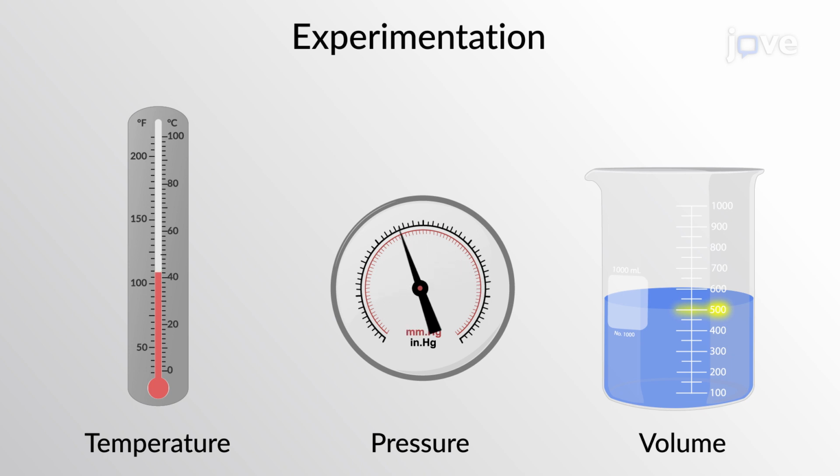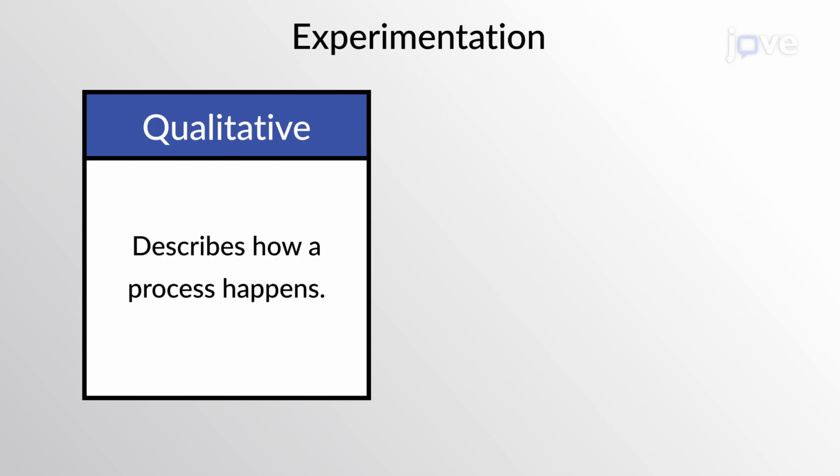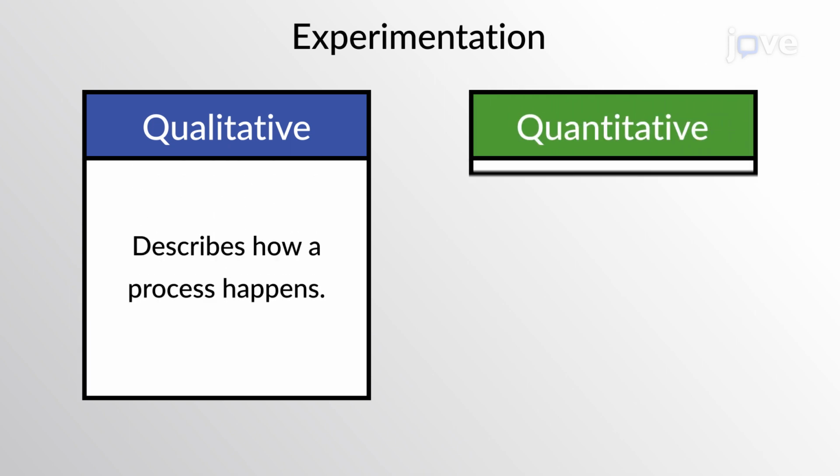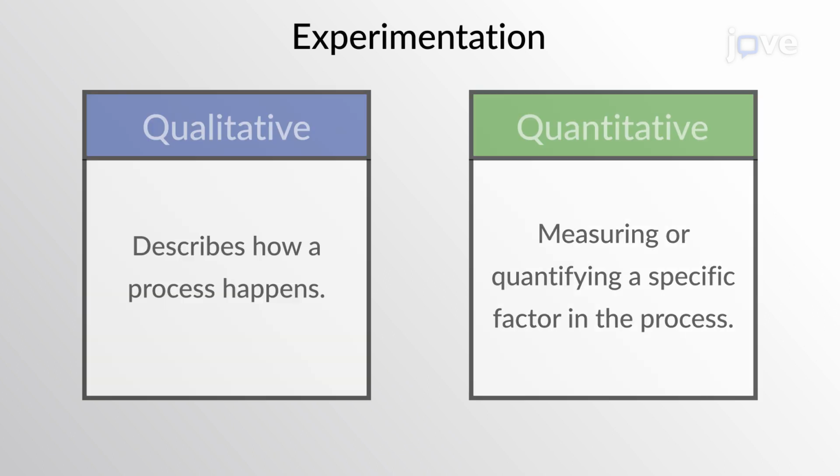Some experiments and observations are qualitative, describing how a process happens. Others are quantitative, measuring or quantifying something about the process.